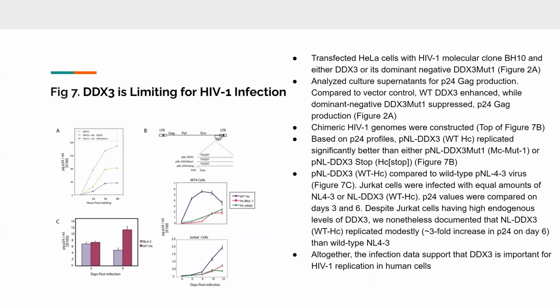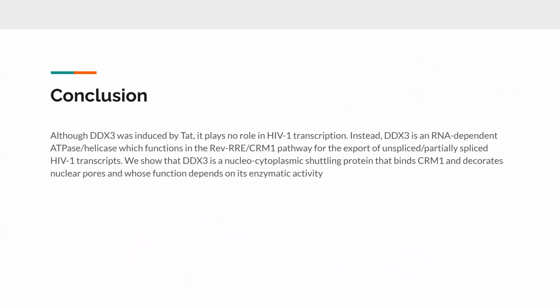Figure 7C compared plasmid containing NL-DDX3, which is the plasmid containing the chimeric HIV-1 genome, to the wild-type pNL43, which is the HIV molecular clone. And the graph on 7C shows that despite the Jurkat cells having high endogenous levels of DDX3, chimeric plasmid replicated better. In conclusion, although DDX3 was induced by TAT, it plays no role in HIV-1 transcription.